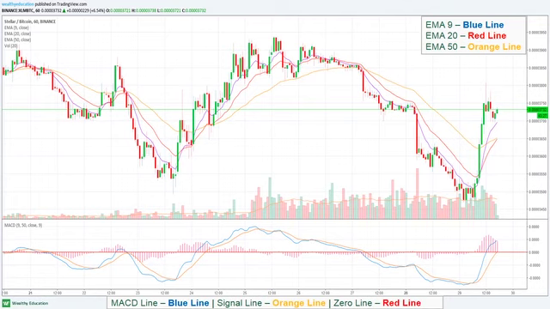Okay, here's another example. Now that you're familiar with the MACD oscillator, let's analyze this chart quickly. You see, we had a strong downtrend signal here. The MACD line crossed below the signal line and the zero line. The EMA 9 also crossed below the EMA 20, and the EMA 50 was above the EMA 9 and EMA 20 as well. So, this was a strong downtrend.